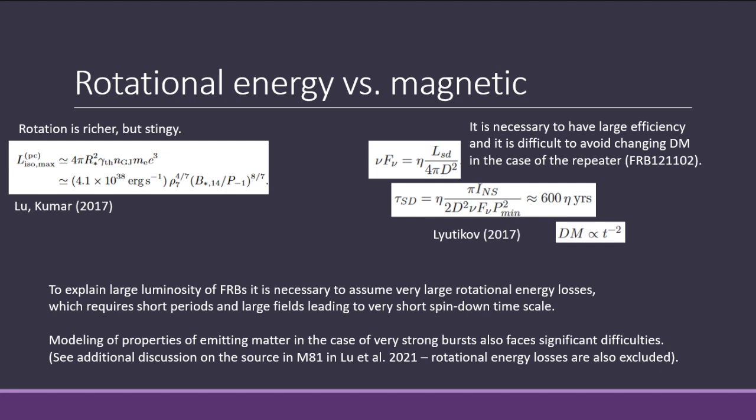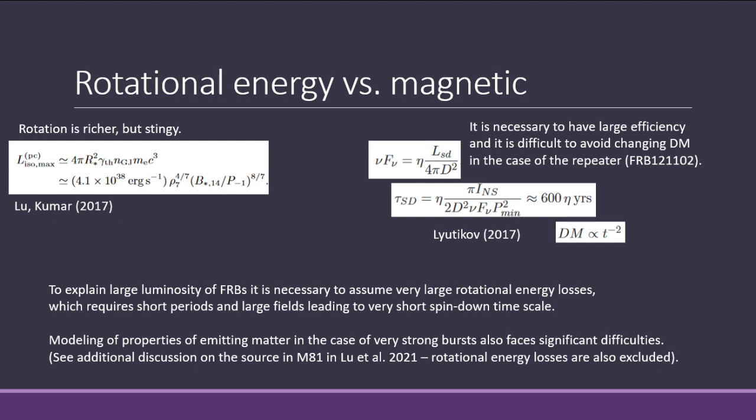The source of rotational energy, the amount of rotational energy, is huge. It's larger than the energy in the magnetic field. But it's much more difficult to take this energy from a neutron star, and you really need very large efficiency. But if you have large efficiency, if you put nearly all energy in radio emission, you have another problem.